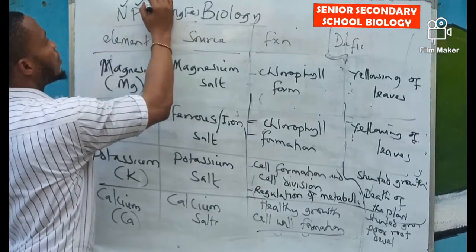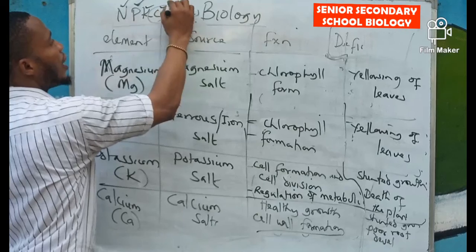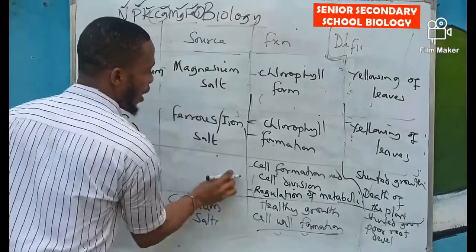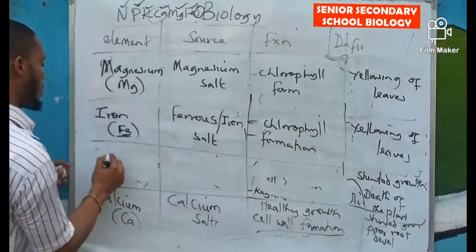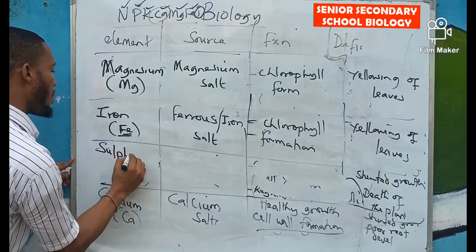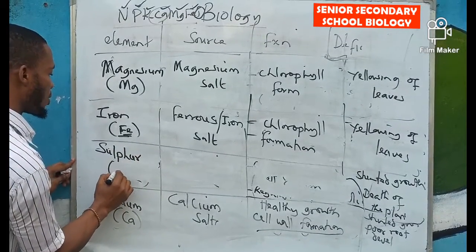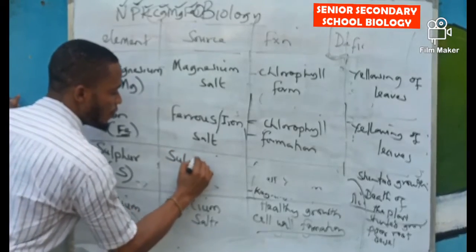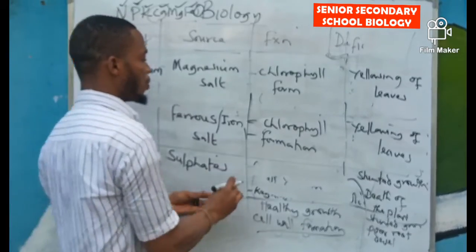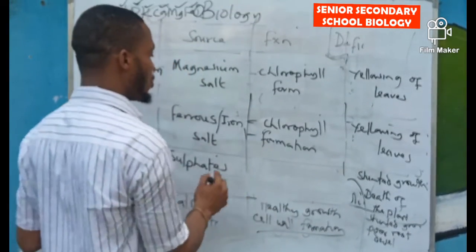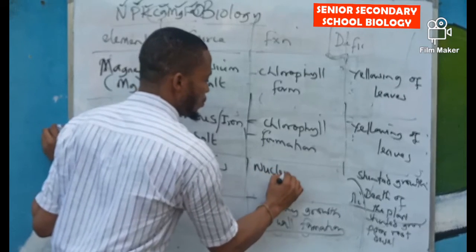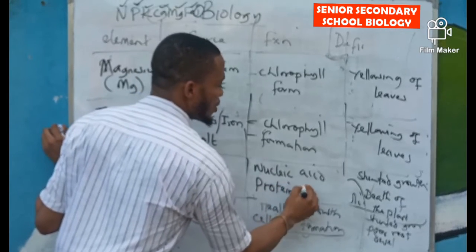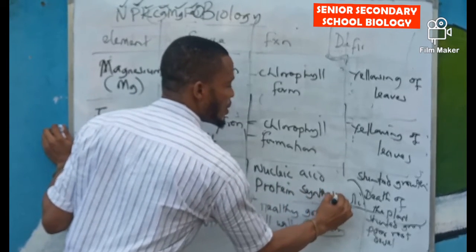And finally, we've done nitrogen, phosphorus, potassium, calcium, magnesium, iron. Next we have, last but not the least, sulfur. Sulfur is the last of the macro elements. Remember, these are the ones needed by plants in very large quantities. We have sulfate in the soil. And what is their function? They perform almost the same function as nitrogen, which is nucleic acid formation and protein production. Protein production and protein synthesis are the same thing.